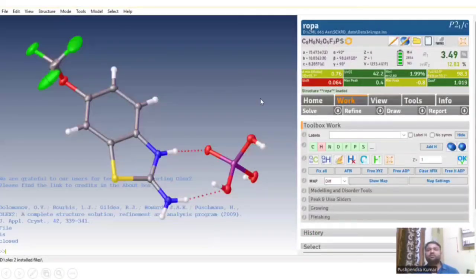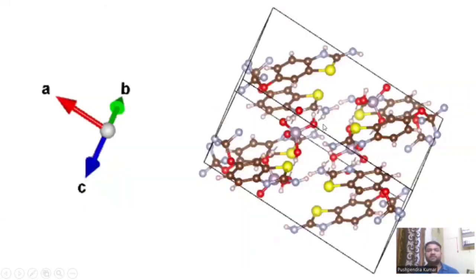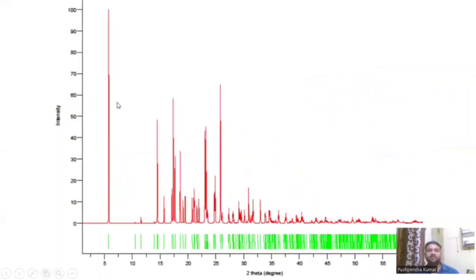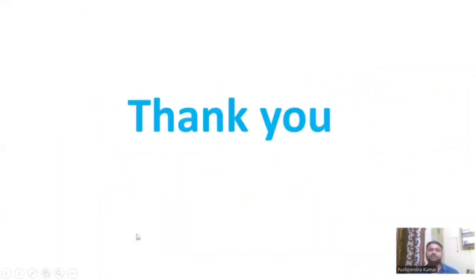And this is the third compound, the ROPA drug. This is the structure of this compound, this is the unit cell of this compound, and this is the PXRD graph or PXRD pattern of this compound. So that is all about this assignment.